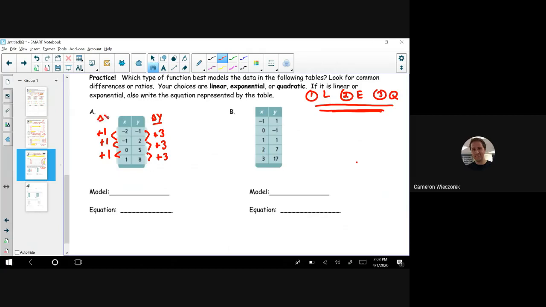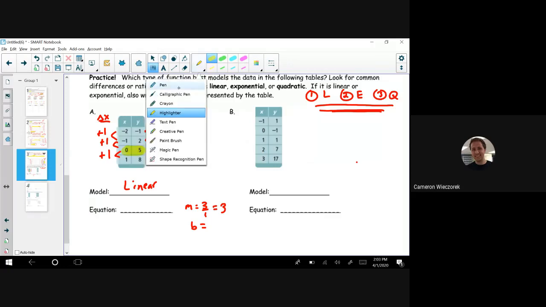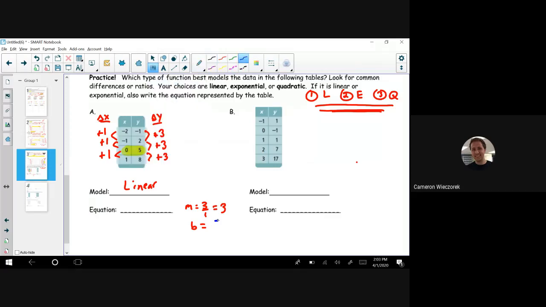Change in y, change in x. Looks linear to me. That slope is always 3 over 1, 3 over 1, 3 over 1. This is a linear model where my slope is 3 over 1, which is 3, and my y-intercept in the table, do I spy a row where x is 0? I do. Because x is 0 there, my b value is equal to 5. Slope-intercept form would be y equals 3x plus 5. So first one is nice and linear.